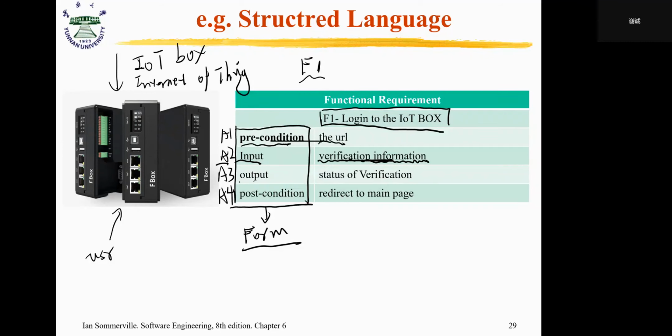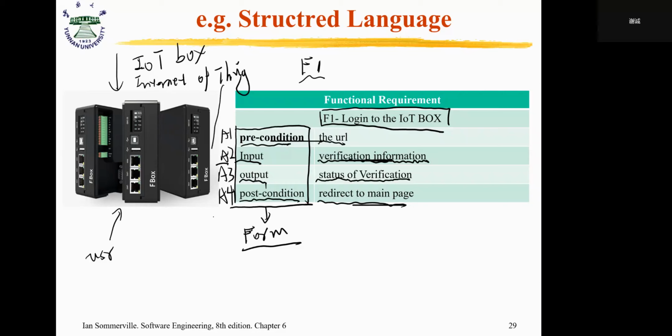And the third, if you put in the correct verification information, then you will get the output. The output is the status of the verification. After you log in, you will have a post condition. Post condition means the function is to redirect to the main page.